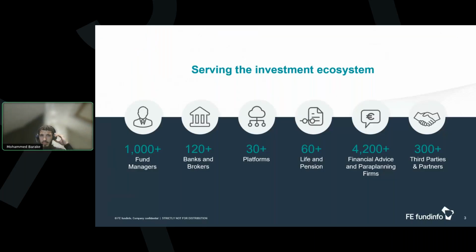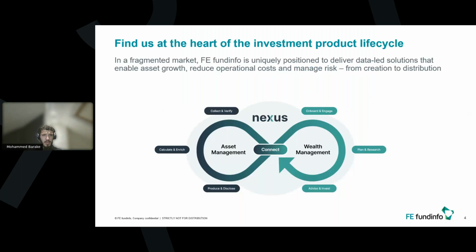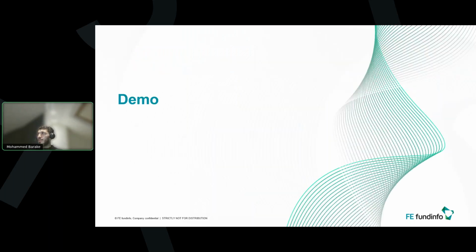A little bit about what we do and who we serve in the industry. Just a little bit of numbers for you to see there. Then what we are planning to achieve with the latest product Nexus by integrating asset management and wealth management together. And the points around it is how we're planning to do that. After this, we could jump straight into FE Analytics. So I move this.